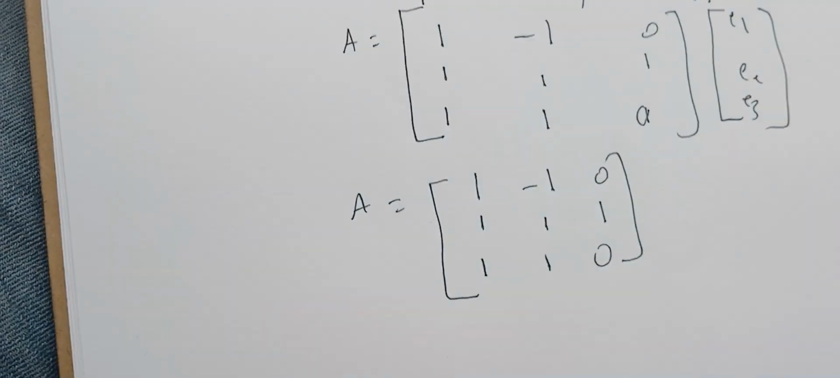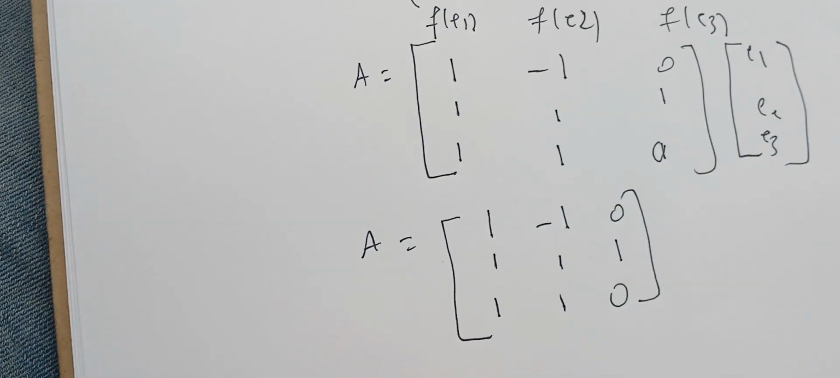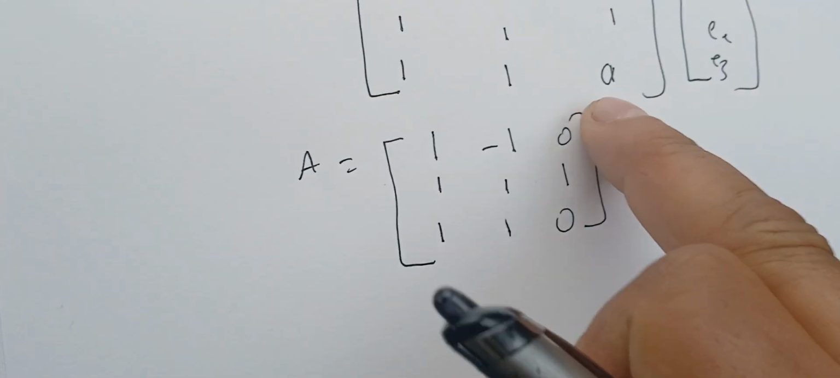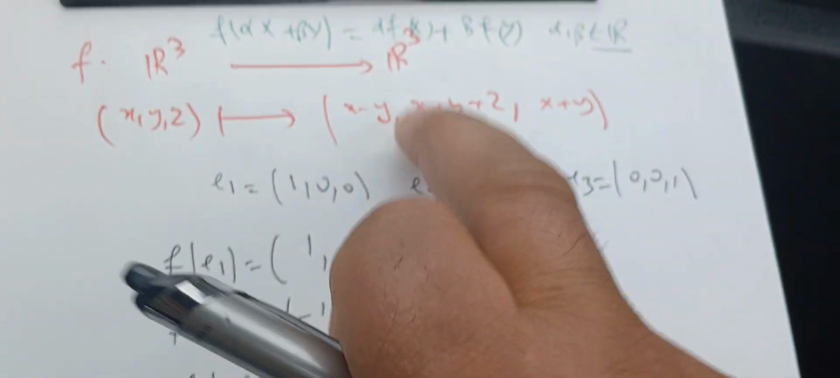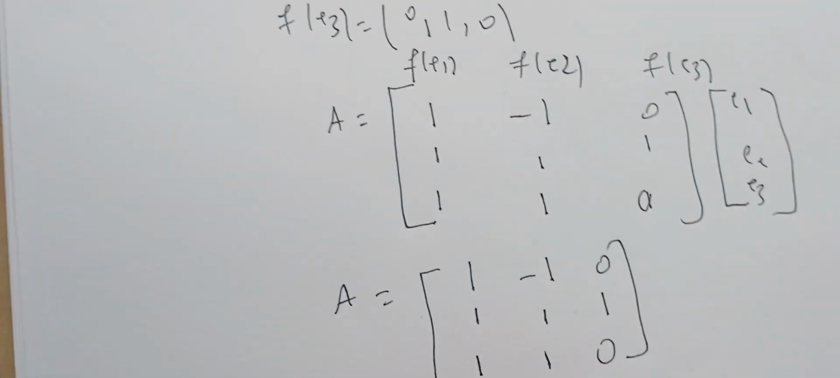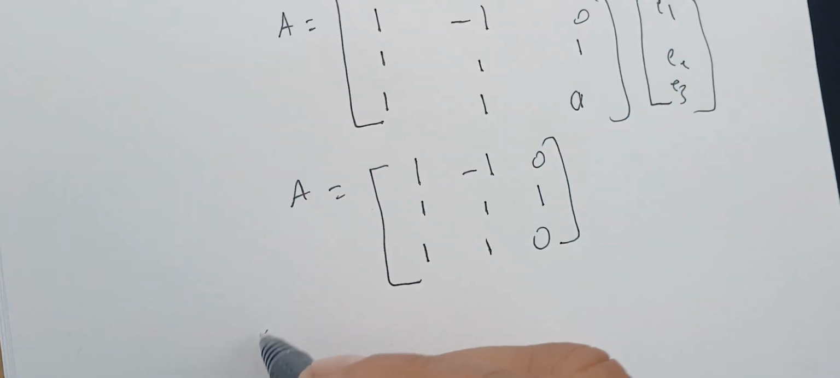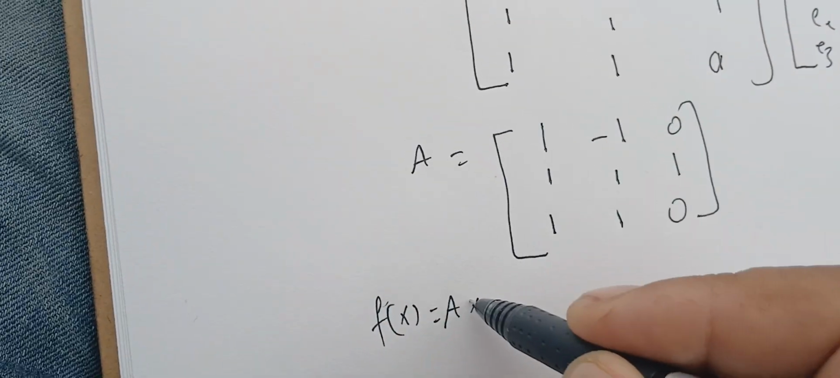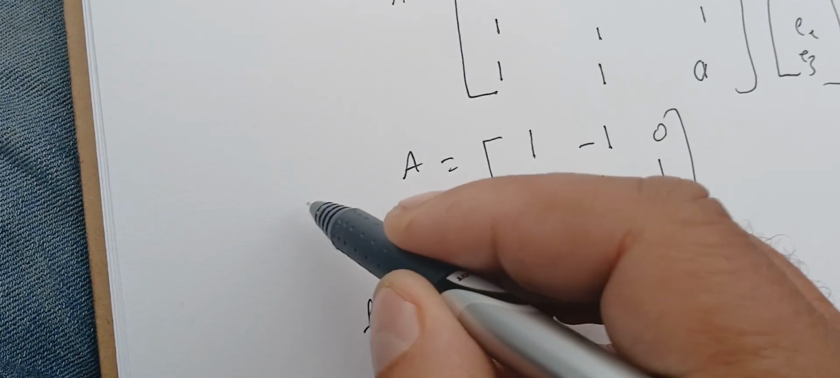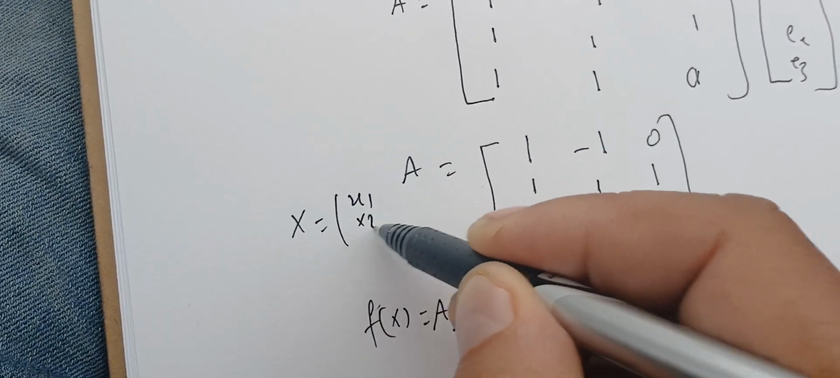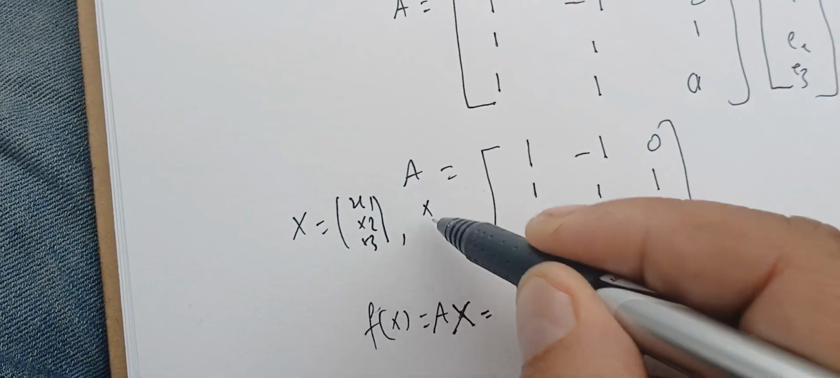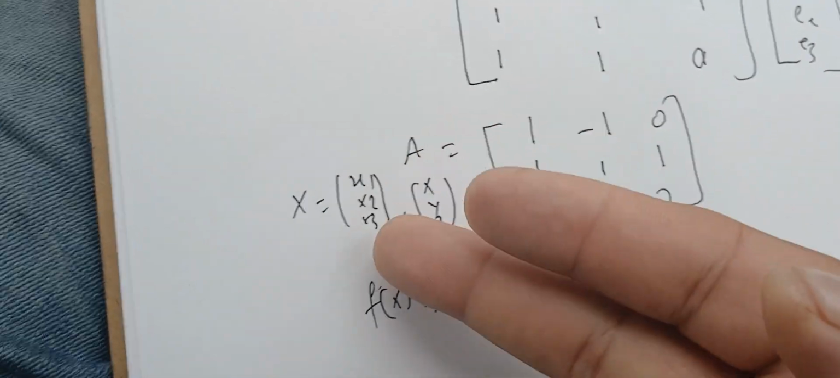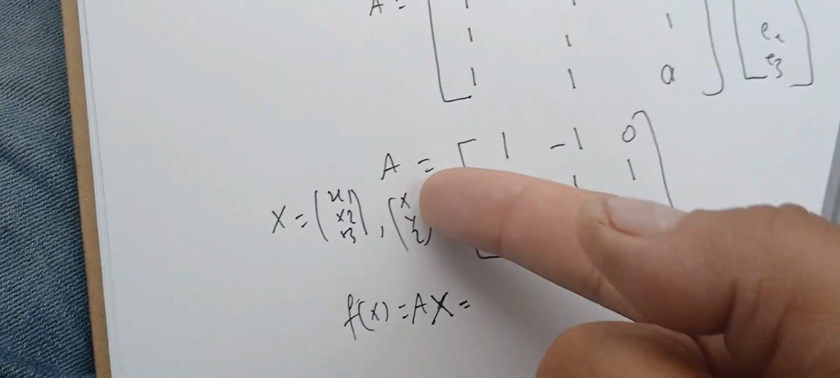A quick way to check is you multiply this one by the column x, y, z to see if you get this one. If that's what you see in the books, f of x is A times X. A is the matrix, and big X is x1, x2, x3. But for us, we used x, y, z. When we have more numbers, we're going to use indices 1, 2, 3, 4, but when we have a small matrix, we're just going to use x, y, z, or t.